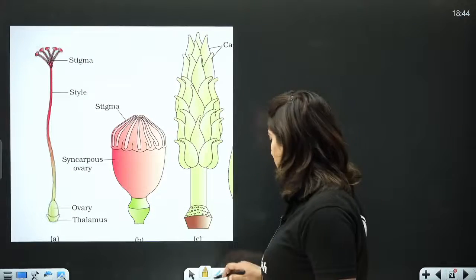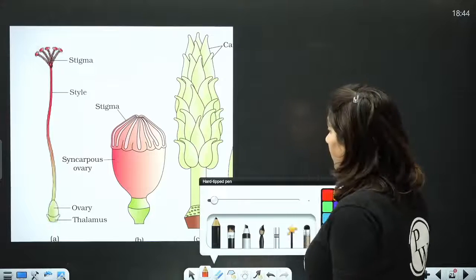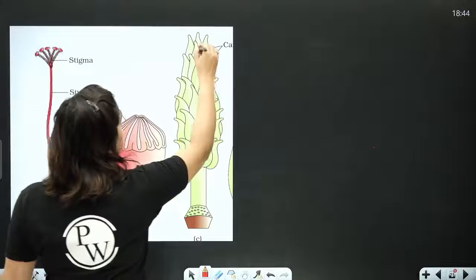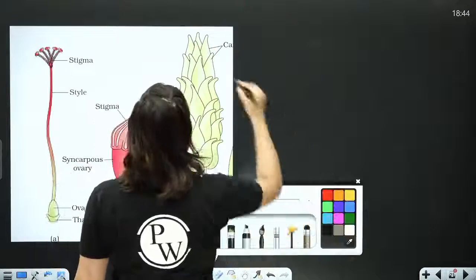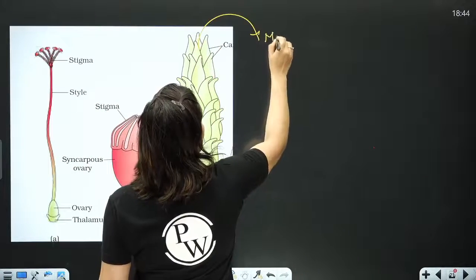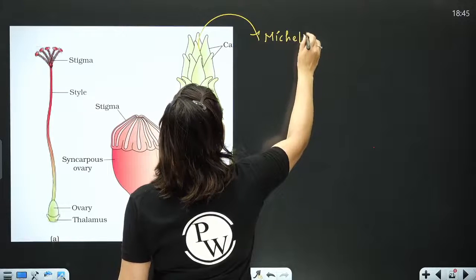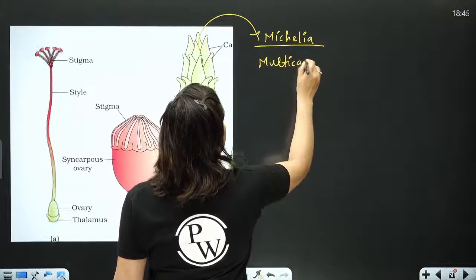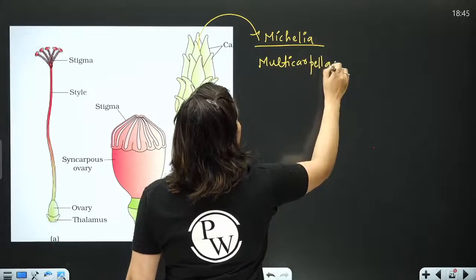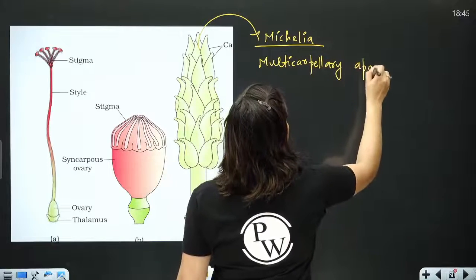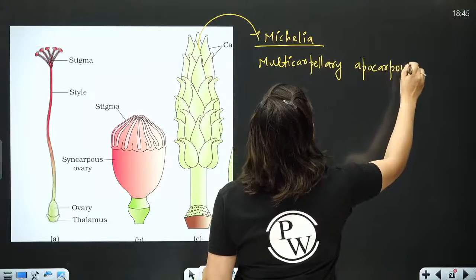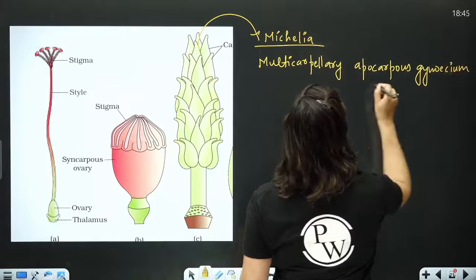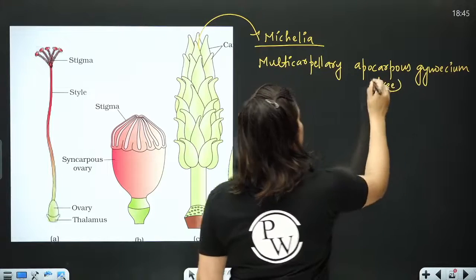Here is the diagram given in the NCERT. This is the last diagram. This one is the diagram of Michelia. What is important about Michelia is that it has a multicarpellary apocarpous gynoecium. That means it has many carpels in a gynoecium and all are free from each other.